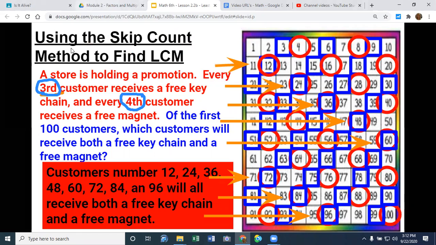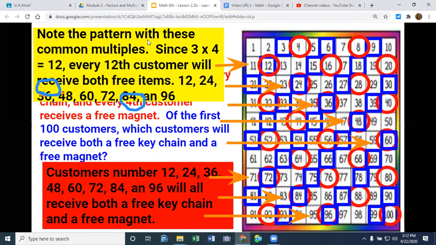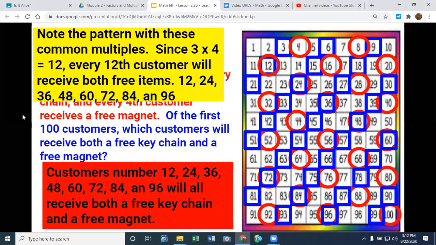Well, if you think about it, what is 3 times 4? Well, 3 times 4 is 12, isn't it? And 12 is the least common multiple. Does that make sense? Hopefully. And I'll clear this. Note the pattern with these common multiples. I already talked about it. Since 3 times 4 is 12, every 12th customer will receive both items. Okay.